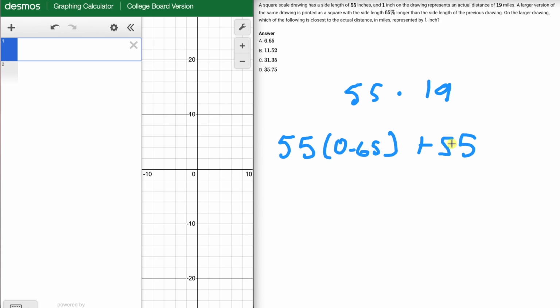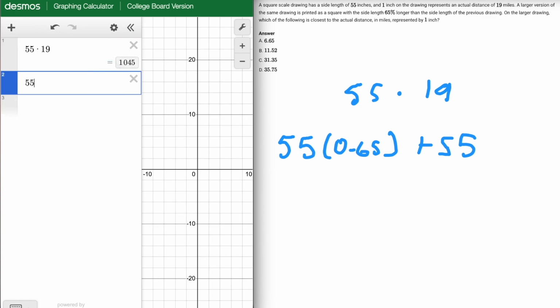So this here would then give me the total amount of inches of the larger one, not the smaller one. And then what I would do here is divide it by the number of miles to see how many inches it is. So I would do 55 times 19, and that's going to be 1045. And then here 55 times 0.65, and then plus 55. So that is 90.75.